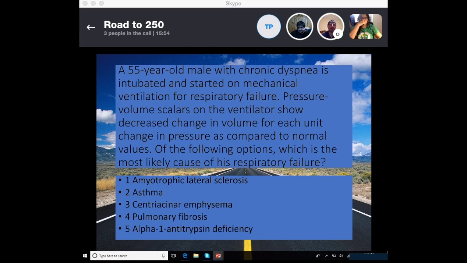So we've got a 55-year-old male with chronic dyspnea, and he's intubated and started on mechanical ventilation for respiratory failure. Pressure-volume scalars on the ventilator show decreased change in volume for each unit change in pressure as compared to normal values. Of the following options, which is the most likely cause of his respiratory failure? Wow, this is a horrible question now that I look at it.